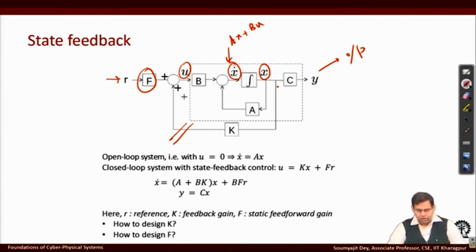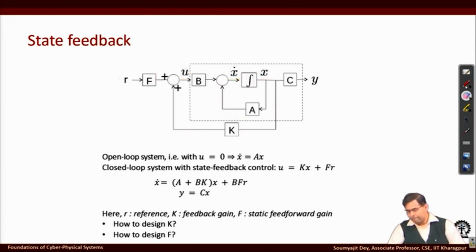So all you have is a system x dot equal to ax, right. So if the loop is open, you just have this much happening here. There is no u. Now let's say we want to close this loop, and we want to design this controller gain k so that we meet those objectives that we talked about.